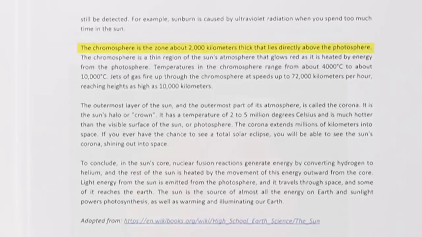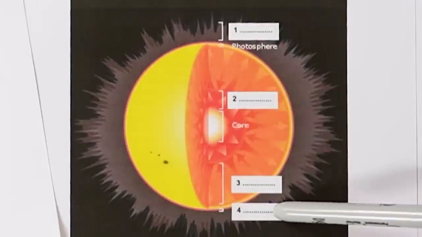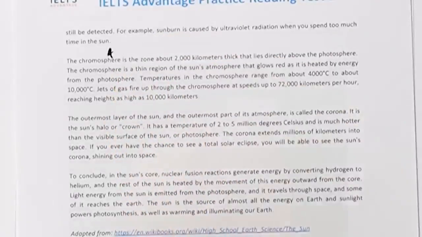So this shows us that this might be the correct location. The chromosphere is the zone about 2,000 kilometers thick that lies directly above the photosphere. So chromosphere is above this. So number four is probably chromosphere. We'll put a little 4 here, but we're looking for number 1.